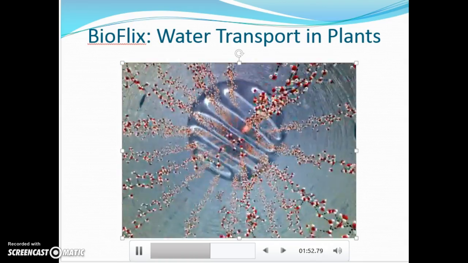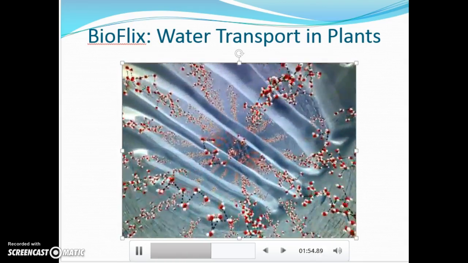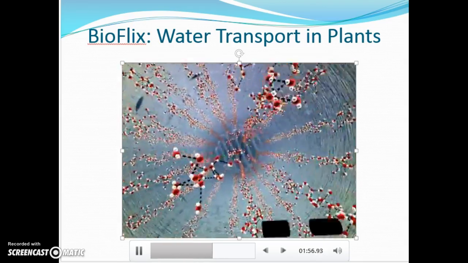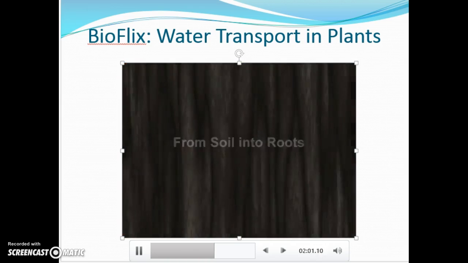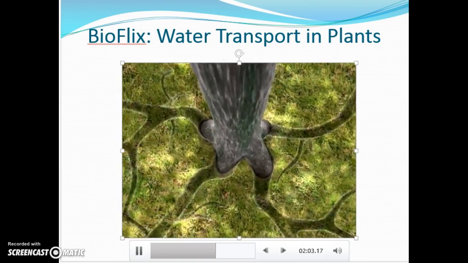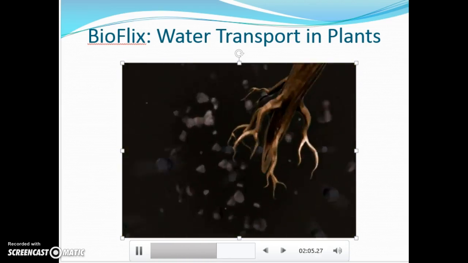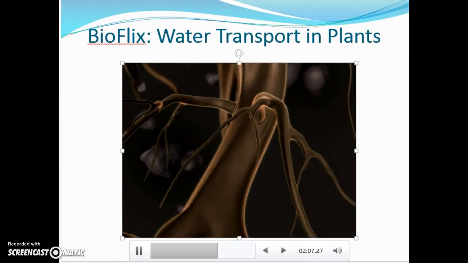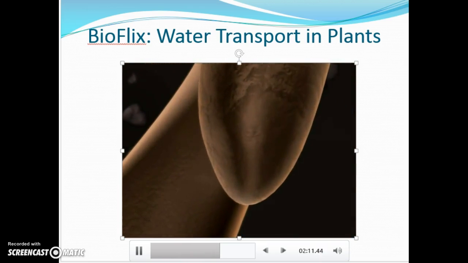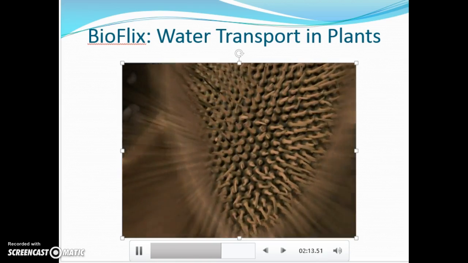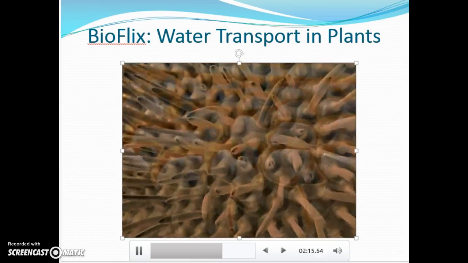...to the roots that pulls water molecules up the plant. Now let's look at how water and minerals enter through the roots. Roots are highly branched, creating a lot of area for absorption. Root hairs near each root tip increase the surface area.